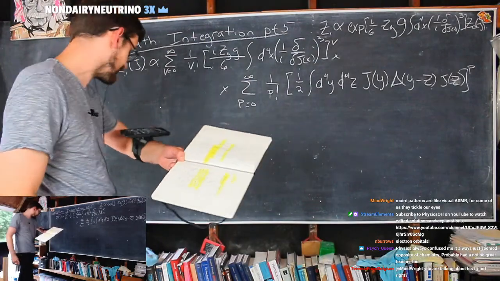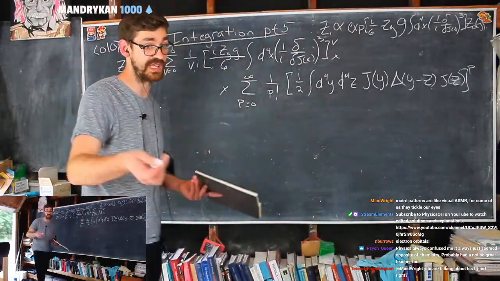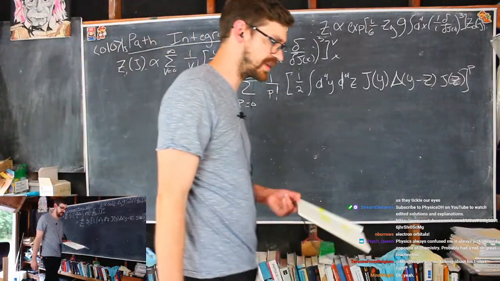Electron orbitals, yeah, you could definitely do path integration to talk about electron orbitals, and then you could say which path the electron is taking when it orbits. You can definitely integrate over those paths. I don't know exactly what that would look like, but that's crazy.